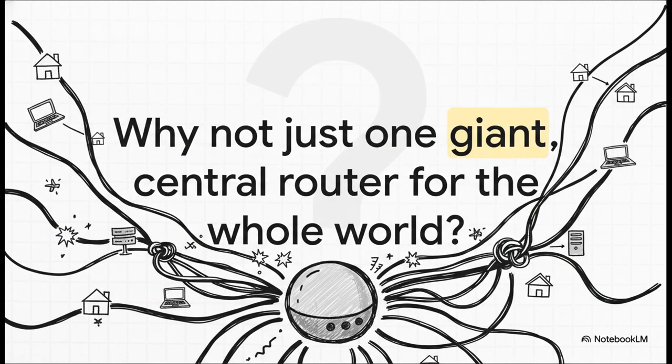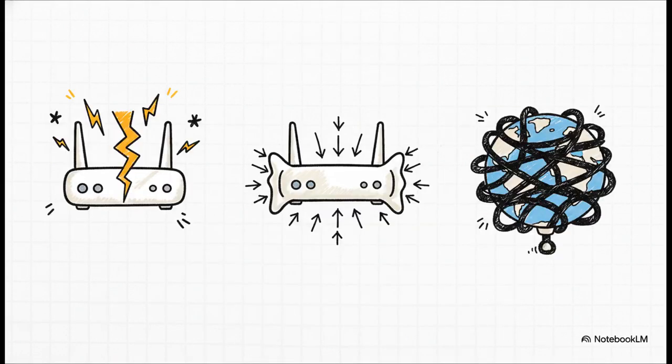And it's a totally fair question. Why all this complexity? Wouldn't it be way simpler to just have one gigantic, super powerful router sitting somewhere in the middle of the world that everyone just plugs into? Well, it turns out that would be an absolute catastrophe. This spread-out design is just brilliant because it dodges a total disaster.